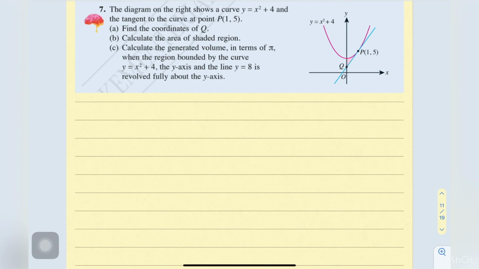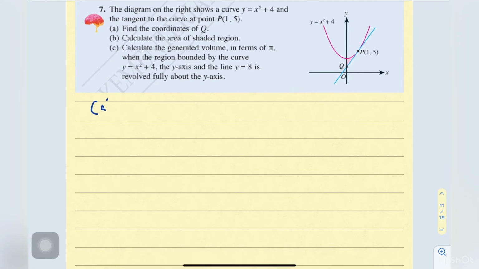Number 7, the diagram on the right shows a curve y equals x squared plus 4 and the tangent to the curve at point P(1, 5). A, find the coordinates of Q. To find the coordinates of Q from the diagram, you can see Q is the y-intercept. So you have to find the equation of PQ first.